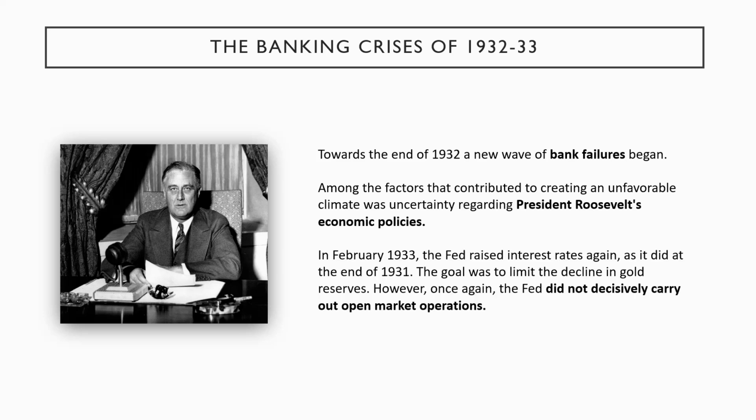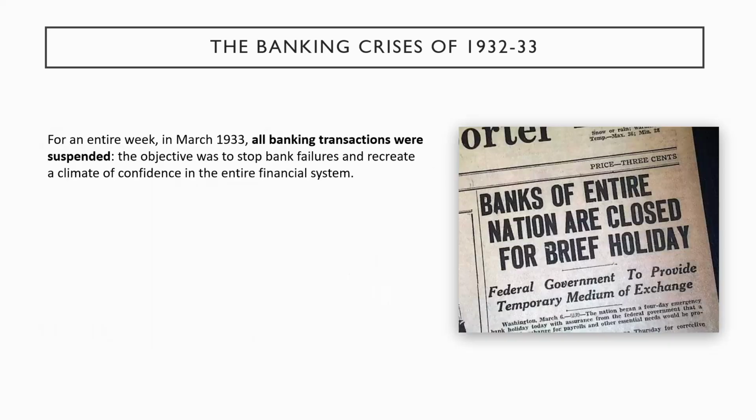In February 1933, the Fed raised interest rates again, as it did at the end of 1931. The goal was to limit the decline in gold reserves. However, once again, the Fed did not decisively carry out open market operations. For an entire week in March 1933, all banking transactions were suspended. The objective was to stop bank failures and to recreate a climate of confidence in the entire financial system.